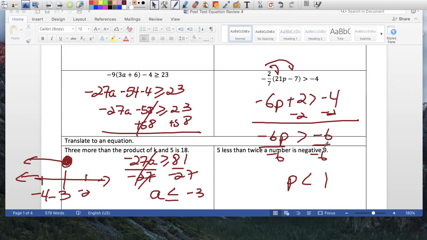Okay, so p less than 1. Do your graph. Right, here's 1, here's 2, here's 0. Arrow, arrow. We put a circle on top of 1. We don't shade it, but we want numbers that are smaller than 1, which is numbers on that side. Still on the first page?